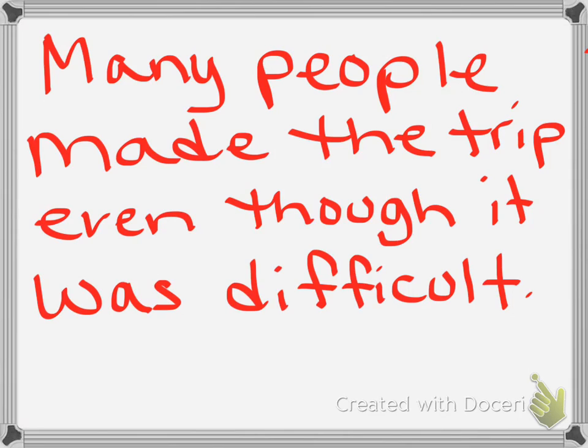Here's an example where the independent clause comes first. It doesn't need a comma. "Many people made the trip even though it was difficult." "Many people made the trip" is my independent clause because that can be a sentence all by itself. "Even though it was difficult" cannot be a sentence all by itself, so it comes second.